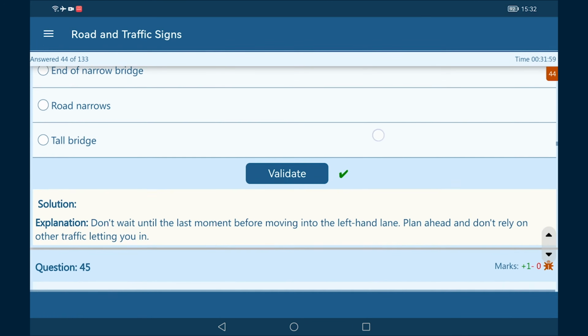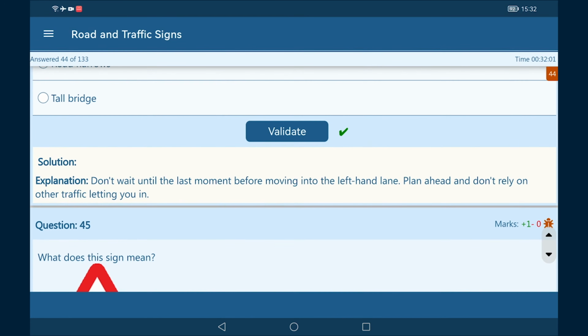Explanation. Don't wait until the last moment before moving into the left-hand lane. Plan ahead and don't rely on other traffic letting you in.